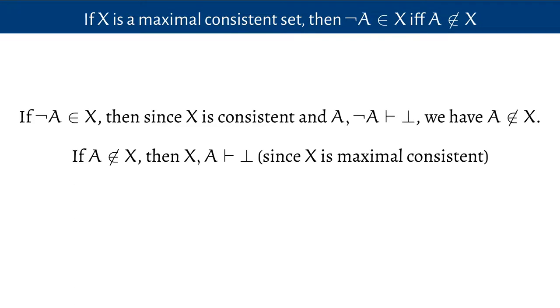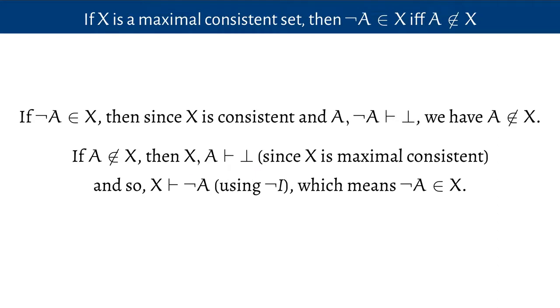On the other hand, if A is not in my set, because X is maximal consistent, that means X and A proves a contradiction. So that means I could prove not A from X using the negation introduction rule, because X and A is enough to give me a contradiction. I could just discharge the A, introduce the negation and say, well, not A follows from X, which means that not A has already got to be in the set X because it's a consequence of the set X, and we've already proved that X contains all of the things that we can prove from it.